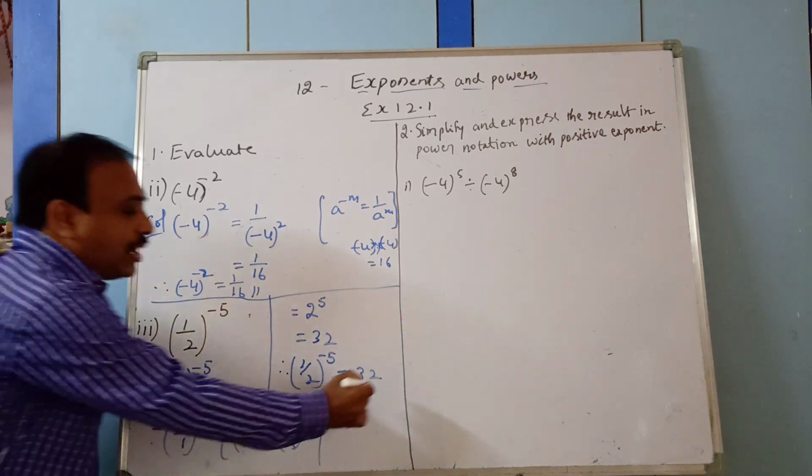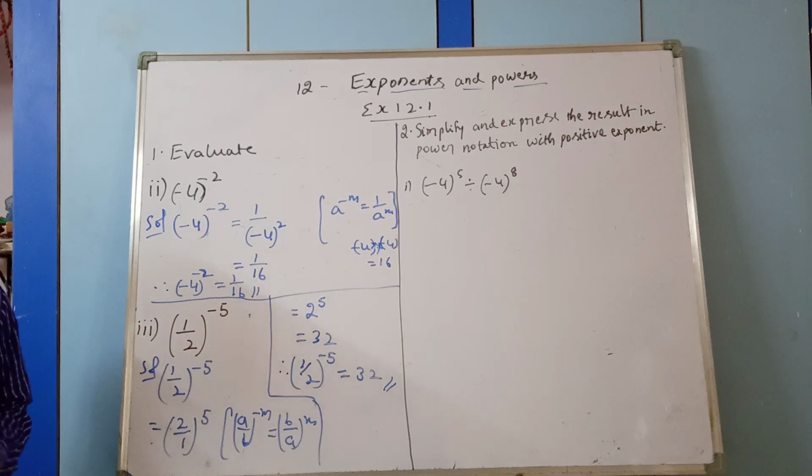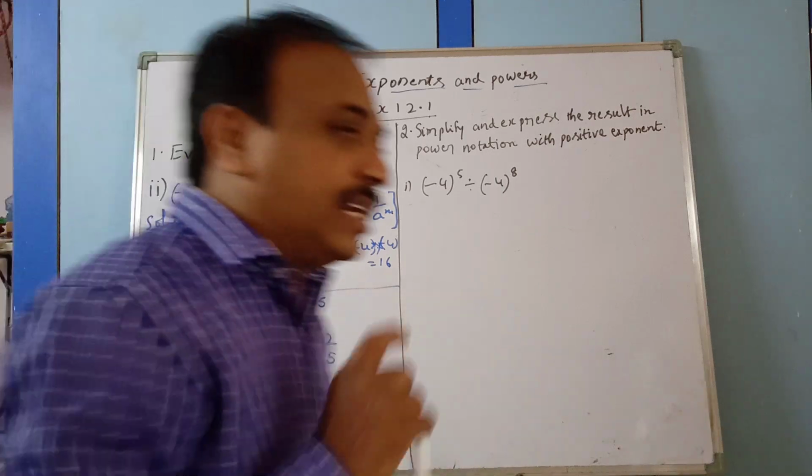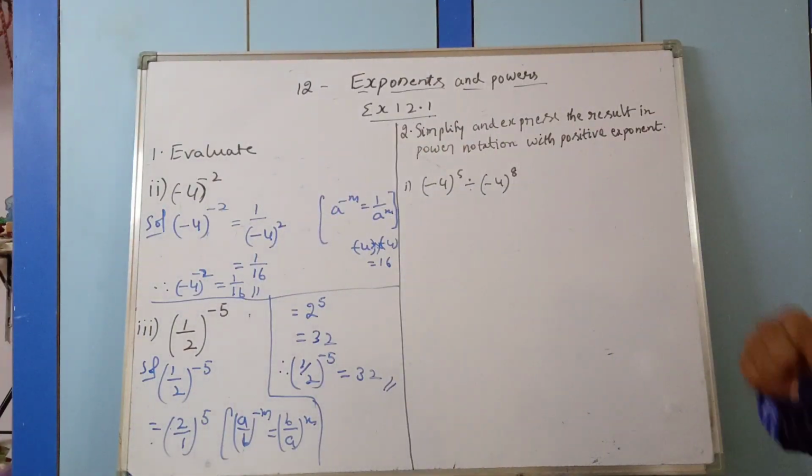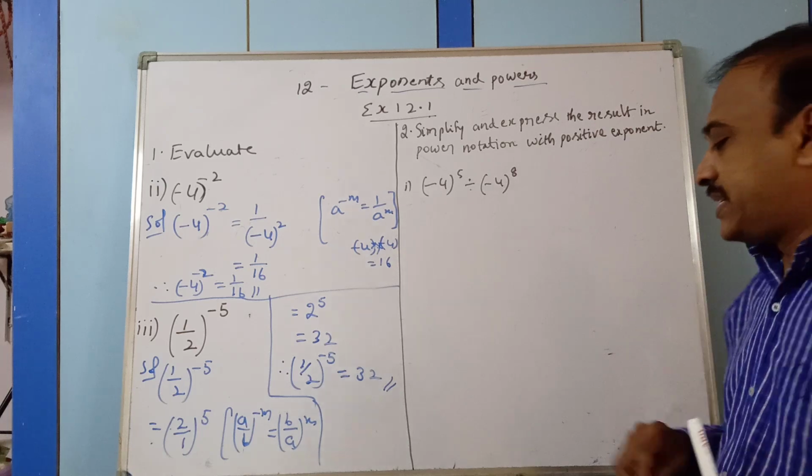I hope you understood how to simplify by using the laws of exponents, but every time, remember, beside the step you write the identity. Those laws are the formulas which we are using to simplify that particular step.